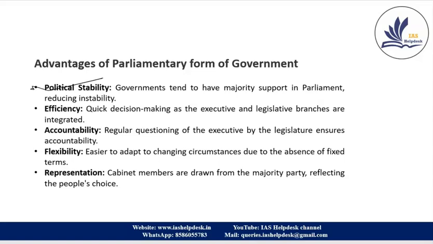So next is efficiency. So there is quick decision making, as the executive and legislature branches are integrated. Since everything is interconnected, there is better coordination, so there is quick decision making. Also, the branches are integrated, so they can have an effective implementation also. Next is accountability. So how is it accountable? Through regular questioning of the executive by the legislature, it ensures accountability.